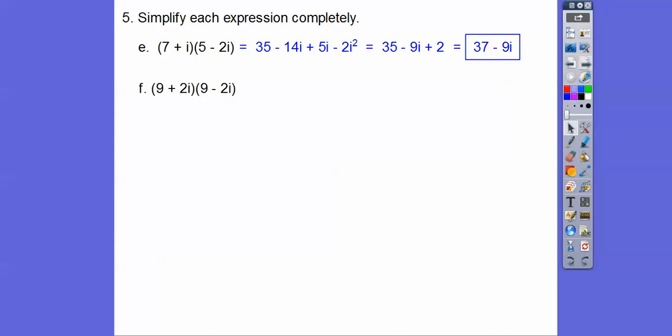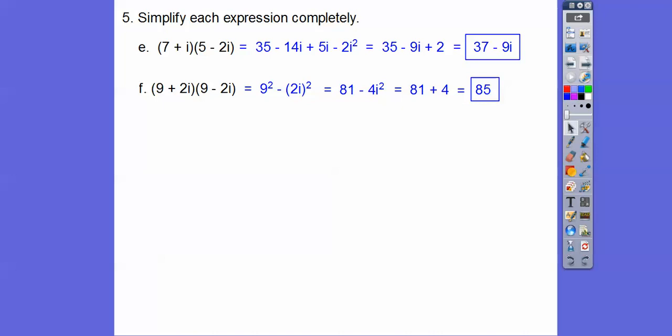And let's try this one here. Okay, this one, these guys are conjugates of each other. If you can recognize they're conjugates of each other, see how this is 9 plus 2i, 9 minus 2i. They're the same binomial, except one has a plus, one has a minus. You can FOIL this out and you'll get the same answer. But the trick is, you just square the first guy and square the second guy and put a subtraction sign in between them. So we get 9 squared minus 2i squared. 9 squared is 81, minus 2i squared is a minus 4i squared, which becomes a plus 4. So 81 plus 4 is 85, okay?